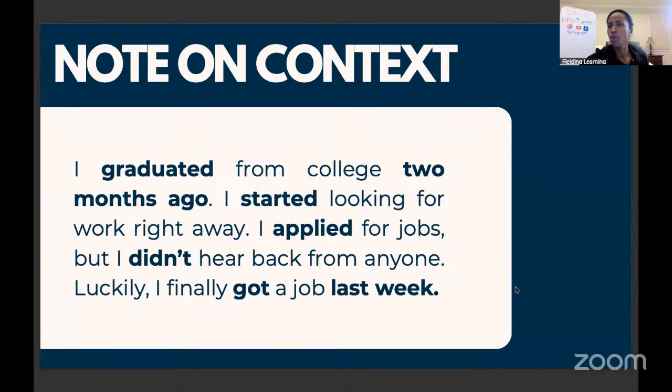So for those who are joining now, we are talking about the difference between past tense or simple past and present perfect.